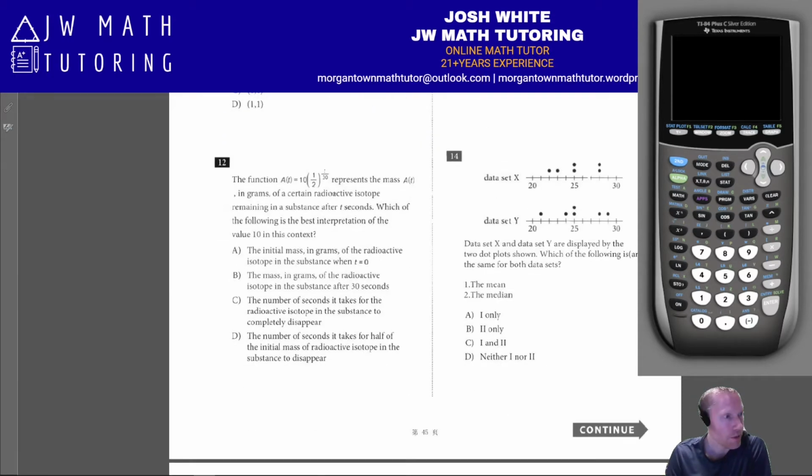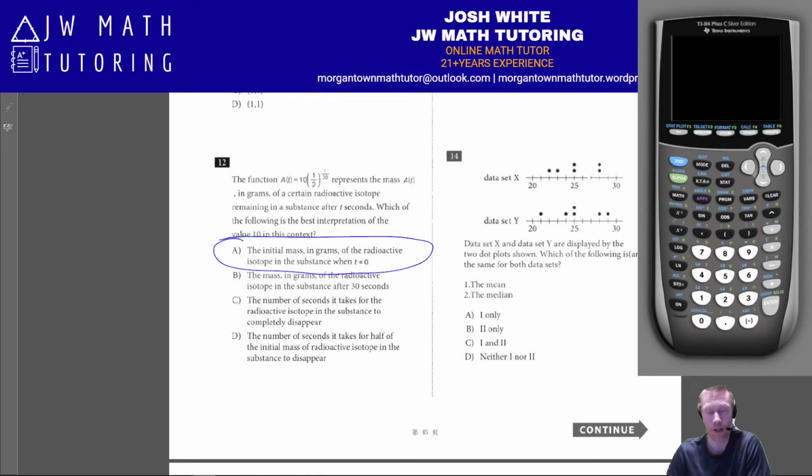Okay, bottom of the page below that, we have problem number 12. Now, this is an exponential function. So the 10 that's in front here is just going to represent the initial amount of this radioactive isotope, or the starting amount. So the correct answer is going to be letter A.